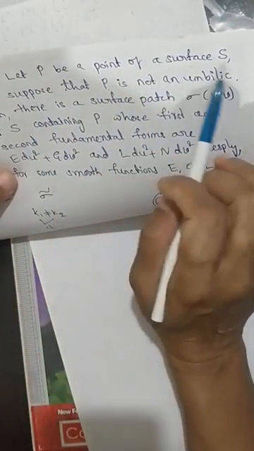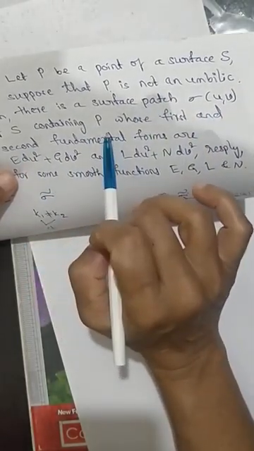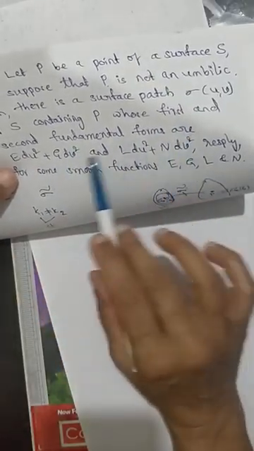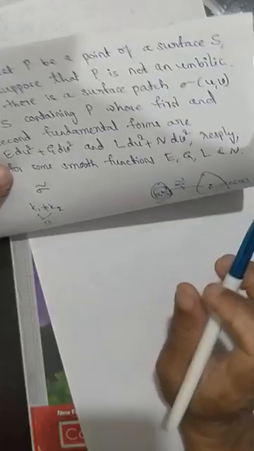Okay, then we need to show that there is a surface patch of S containing the point P that is a ruled surface, that is, the union of straight lines. So we are given the point P, which is not an umbilic point on the surface S. I will make use of the previous result, where we proved that if P is a point of a surface S and P is not an umbilic point, then there is a surface patch sigma of S containing P whose first fundamental form is E du square plus G dv square and second fundamental form is L du square plus N dv square, for E, G, L, N smooth functions.